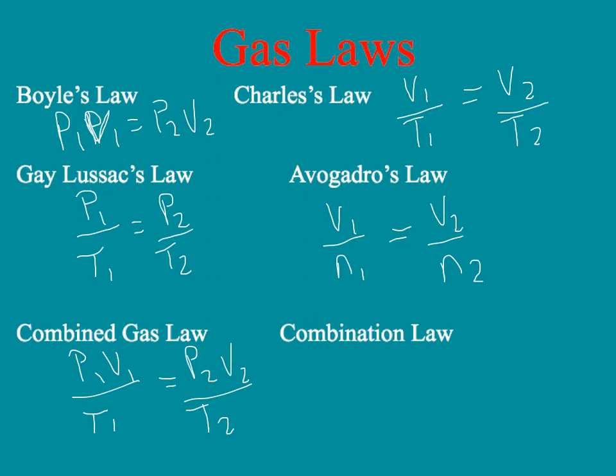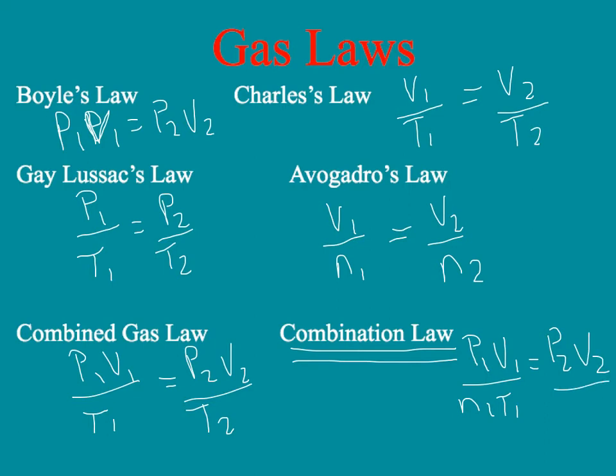Now, I like to make up a combination of all of these. Rather than trying to remember all of these gas laws, we can put them all into one and then just cancel out what we don't need. So the one I use is pressure 1 times volume 1 over n1 times T1, even though n's not used too often, is equal to pressure 2 times volume 2 over n2 times temperature 2.